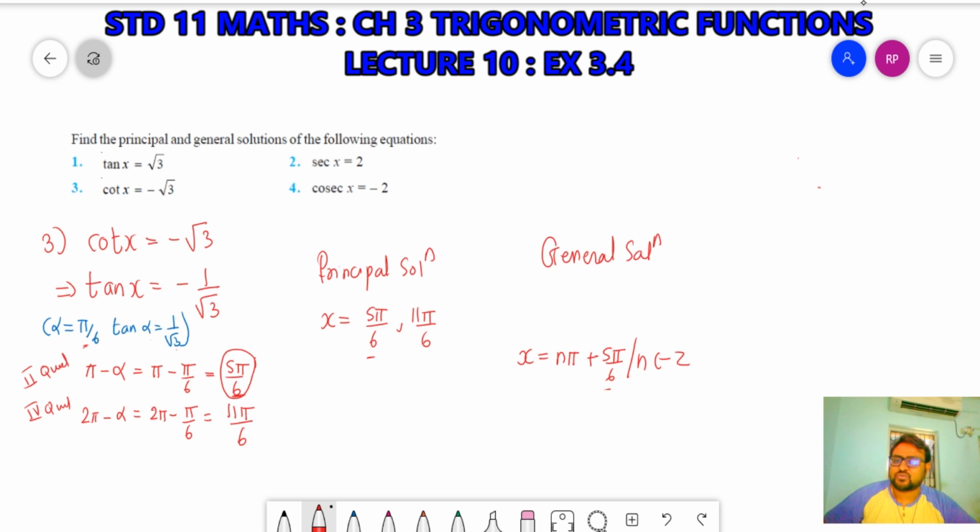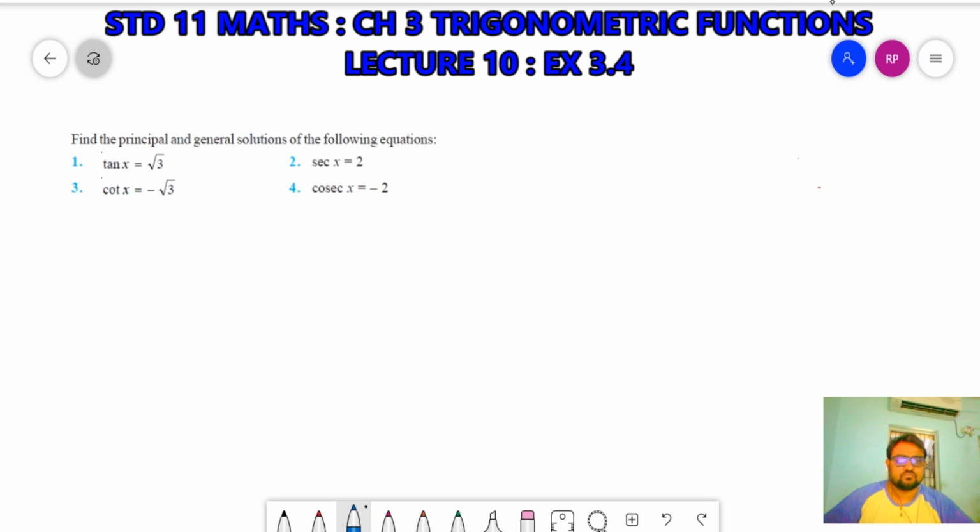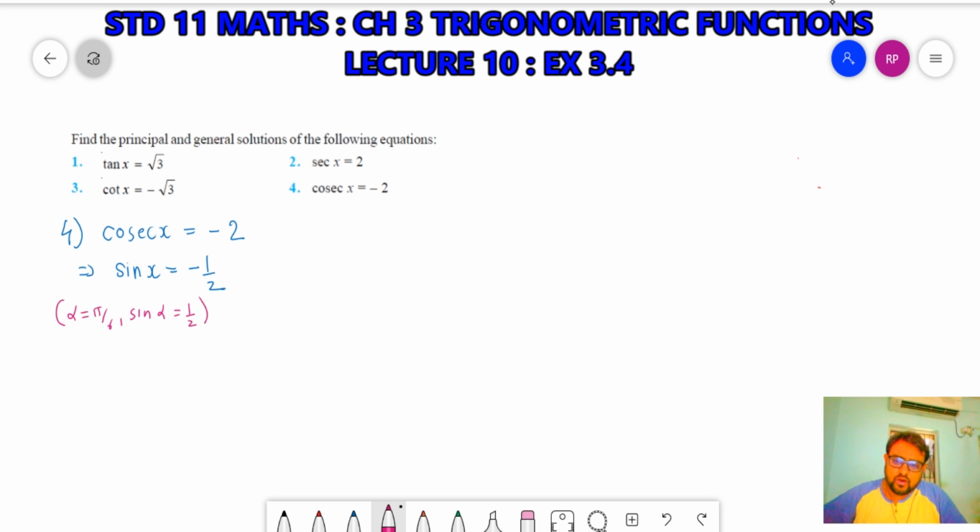Now let's move to the next one, that is question number 4. Question number 4 is cosec x equal to minus 2. First let's convert into sine. That implies sine x is equal to minus 1 by 2. Now see here, when the value of sine is 1 by 2, it is 30 degrees, that is pi by 6. So when alpha equals pi by 6, sine alpha is equal to 1 by 2. Clear? Now we have sine equal to minus 1 by 2.